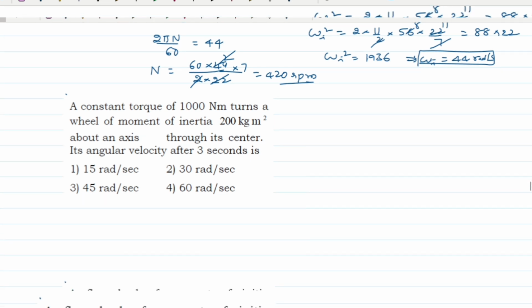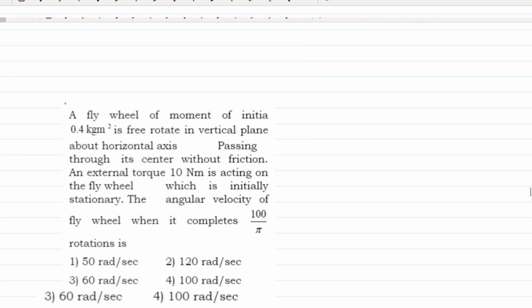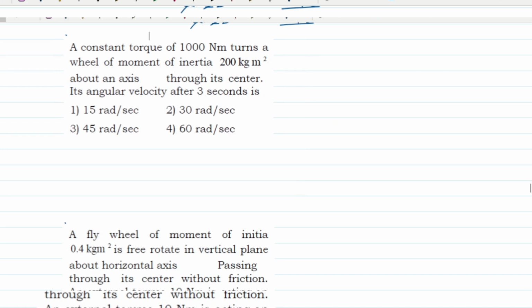The next question says, a constant torque acting on a body, torque is given as 1000 Newton meter. It turns a wheel of moment of inertia 200 kg meter square. I equals 200 kg meter square, it's given, about an axis through its center. Its angular velocity after 3 seconds they are asking.